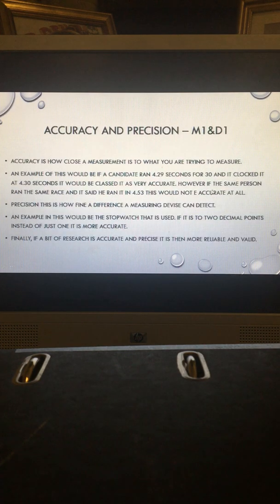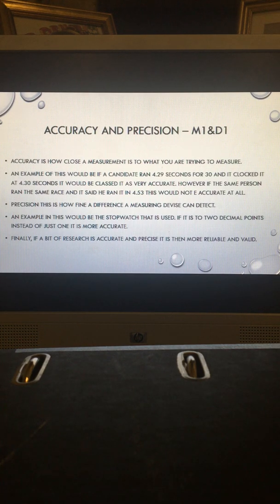Accuracy and precision. Accuracy is how close a measurement is to what you are trying to measure. In this case, if someone ran 30 meters in 4.29 seconds, and the timer said it was 4.3 seconds, you would say it was quite accurate. However, if the timer said 4.53, for example, then the result wouldn't be as accurate. A way of improving accuracy in this test would be just having light gates.